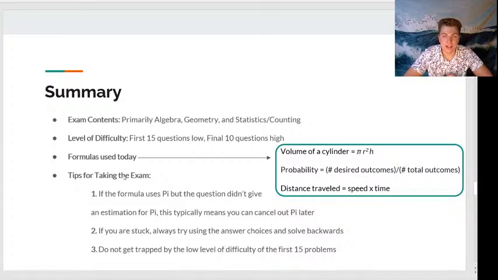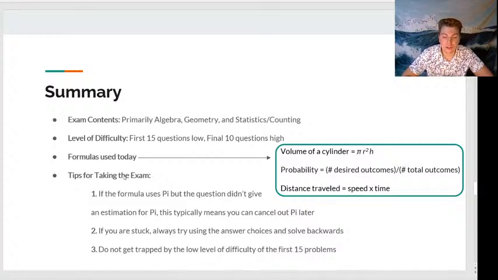Some tips I talked about today for taking the exam. The first one was that if the formula uses pi, but the question didn't offer an estimation, always keep in the back of your head that that typically means you can cancel out pi later on. So just to make it easy, leave it as pi. Don't try to put 3.14 there and mess with it. That's definitely a tip that'll help you be quicker and more accurate. If you're stuck, always try using the answer choices and looking at the problem backwards. That's a great tip if you're ever stuck or you're trying to look for a way to solve the problem without algebra because you might not know that complicated algebra yet.